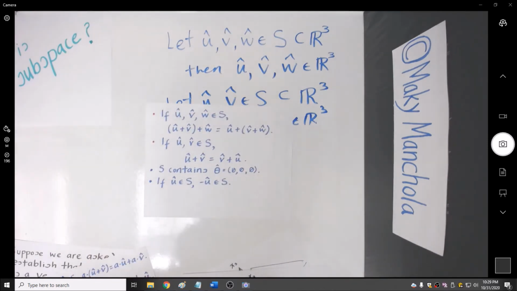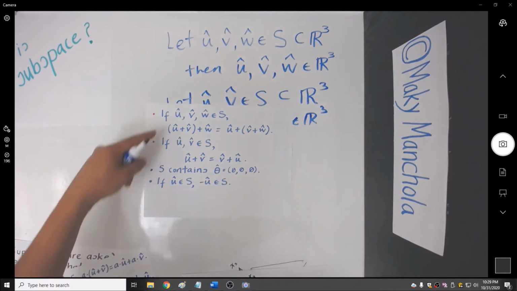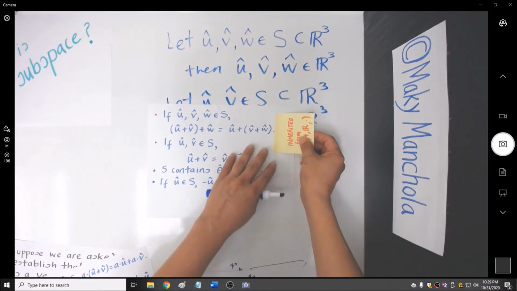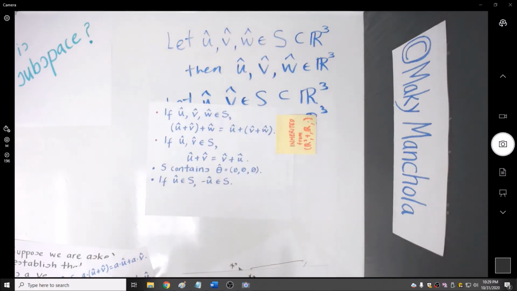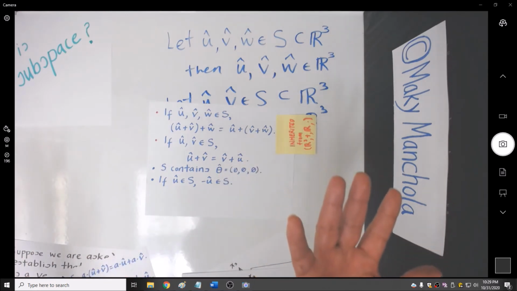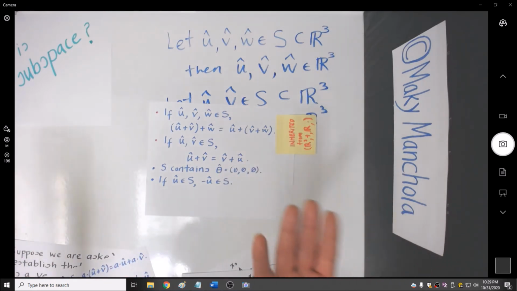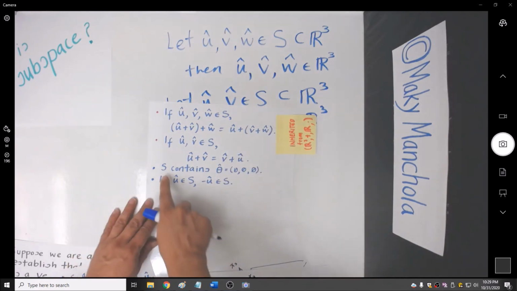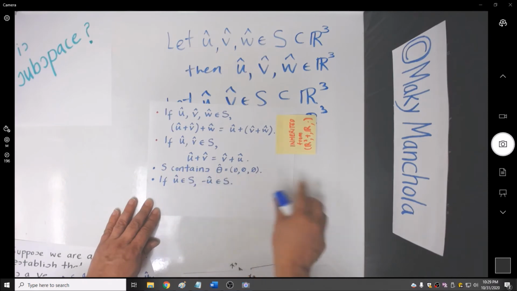So let me say this. The properties of associativity and commutativity happen to be inherited. In other words, I don't need to check that. If I already know the properties are satisfied in the bigger space, then they are inherited for the subset of the set of that space. Okay, now, next. S contains theta.